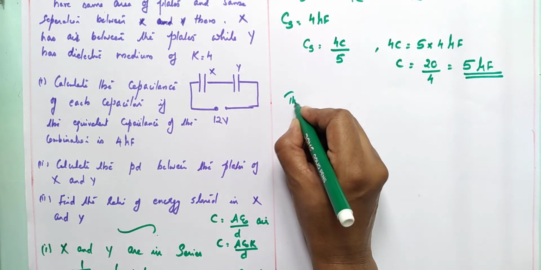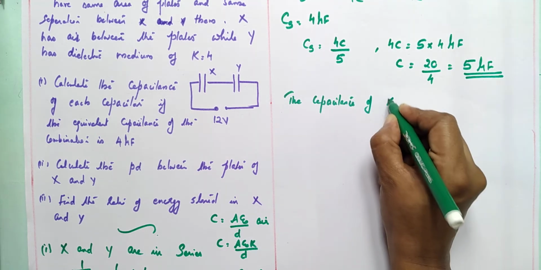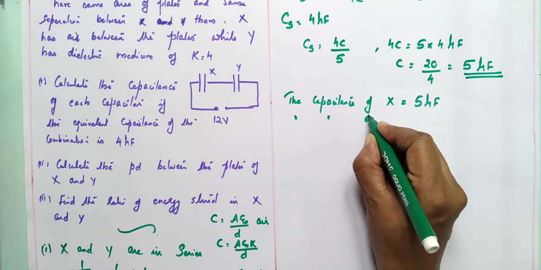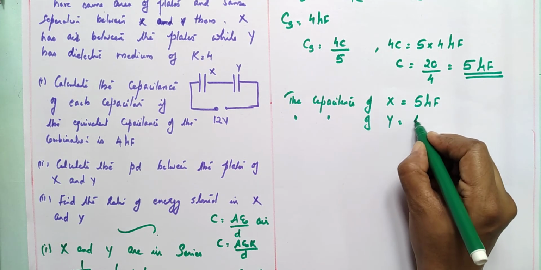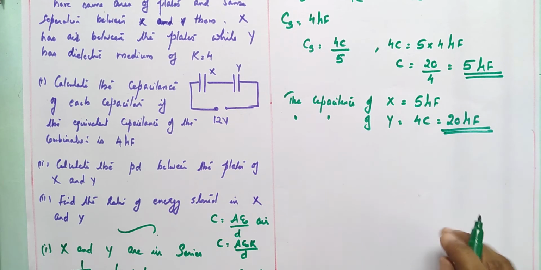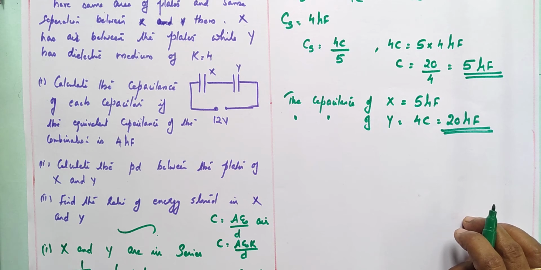So the capacitance of X is equal to 5 microfarad and the capacitance of Y equal to 4C, that is equal to 20 microfarad. So that is the answer of the first question. Clear?